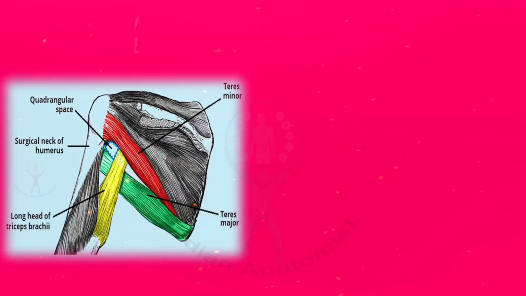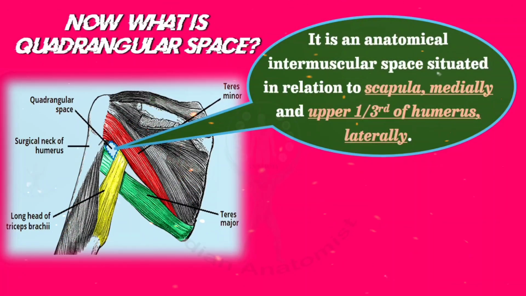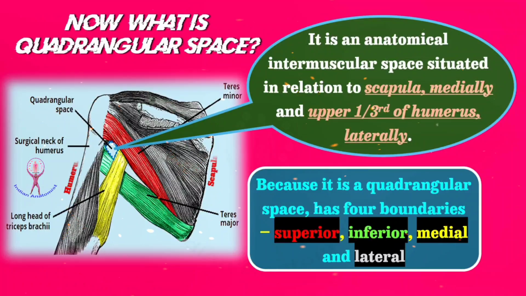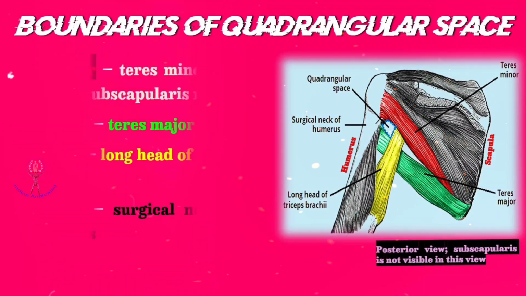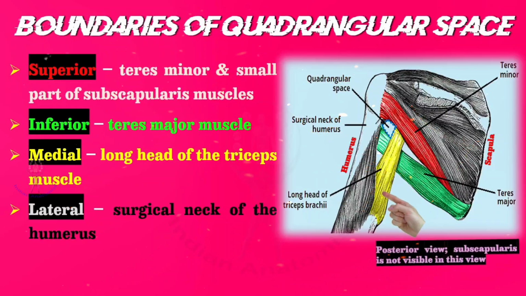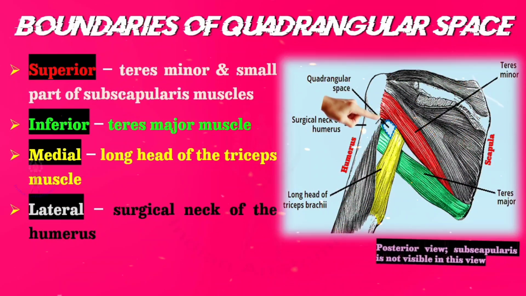Meanwhile, what is quadrangular space? It is an anatomical intermuscular space, situated between the scapula, medially, and the upper one-third of the humerus, laterally. Because of quadrangular space, it has four boundaries. They are superior, inferior, medial, and lateral. Now what are the structures forming the quadrangular space? Superiorly, it is bounded by teres minor and a small part of subscapularis muscles. Inferiorly, related to the teres major muscle. Medially by long head of the triceps, and laterally by the surgical neck of the humerus.